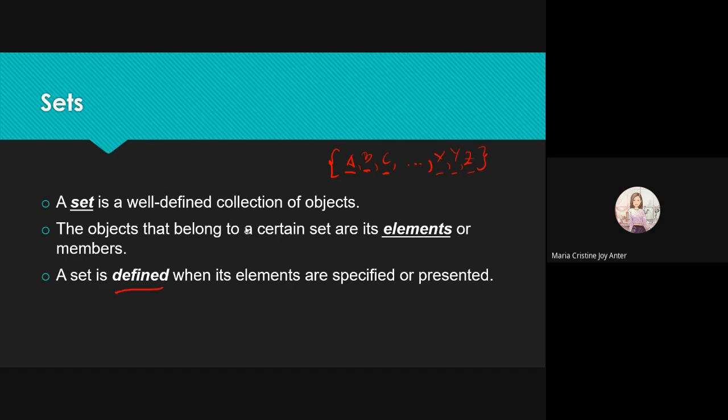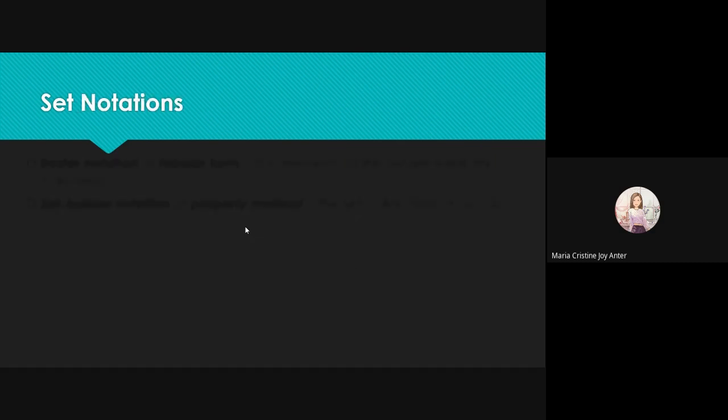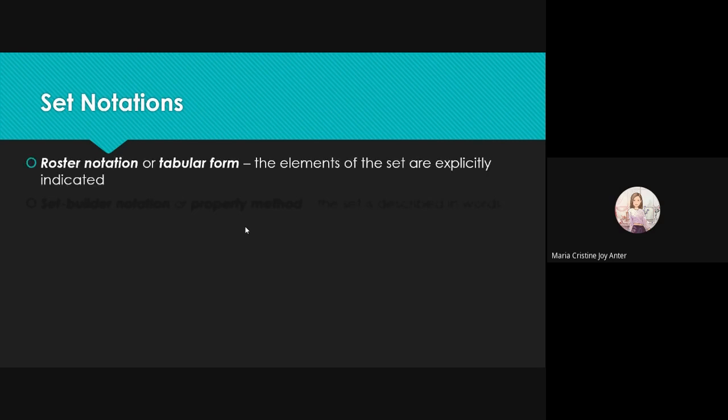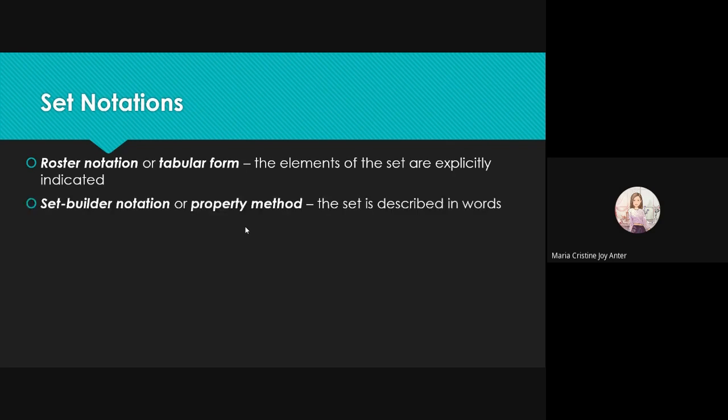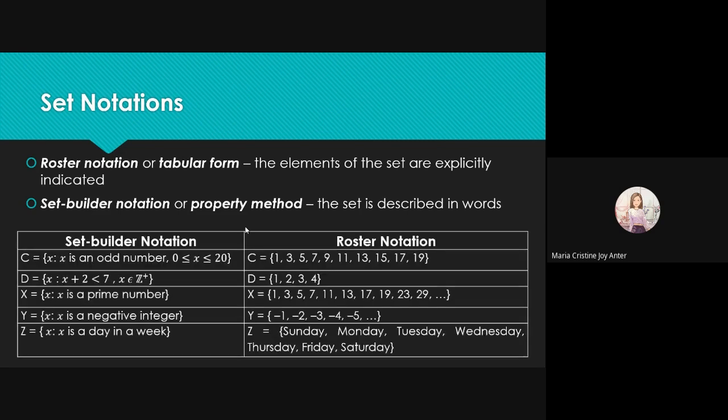Now, to move to the next part, we have the different set notations. Notations meaning ways to express a certain set. We have the roster notation or tabular form, and the set builder notation or property method. In roster notation, we list down the elements of the set explicitly. In set builder, the property is given or described in words. Let's have an example here.